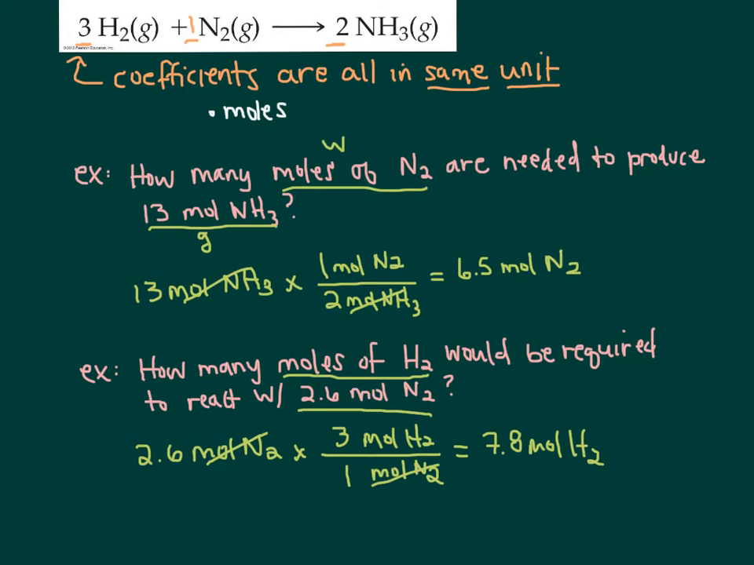And you'll notice that our 3 moles of H2 to 1 mole of N2 ratio from our equation still holds true. 2.6 moles of N2 and 7.8 moles of H2, if you divide 2.6 into 7.8, you get a 3 to 1 ratio.